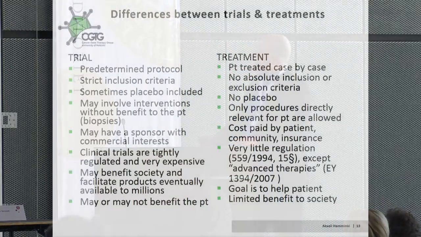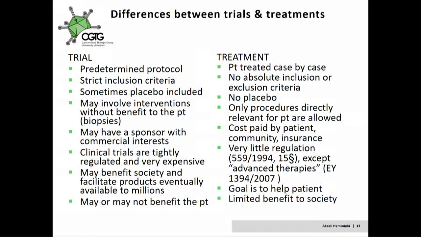So this may be clear to many people in the audience, what the difference between a treatment and a trial is. In a trial, you always have a predetermined protocol. In a treatment, you don't have an absolute protocol. In a trial, you have strict inclusion criteria, not so in treatments. In trials, you can sometimes have placebos, in treatments, not. In trials, there's often, at least in oncology, interventions which don't benefit the patient, for example, taking biopsies, but you can't do this in a treatment. Almost always the clinical drug trials nowadays have a sponsor with commercial interests, but not so in treatments.